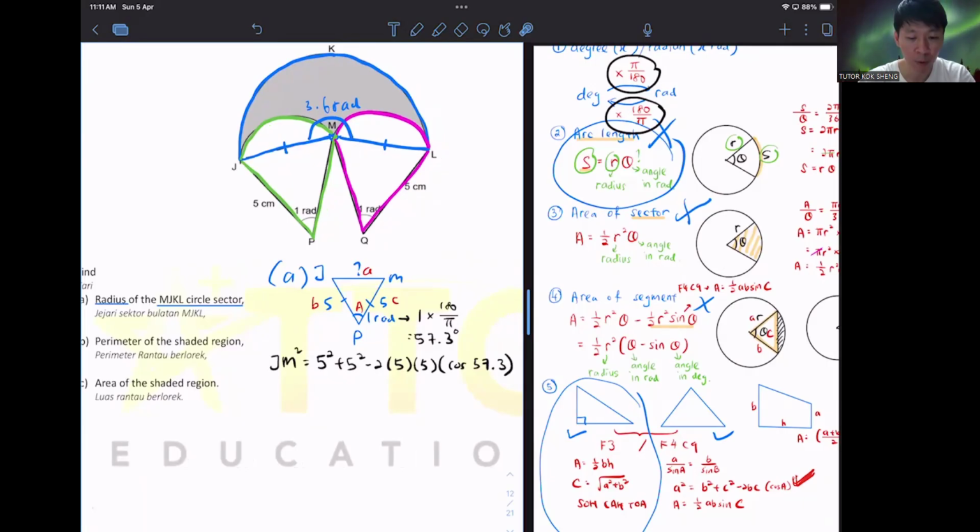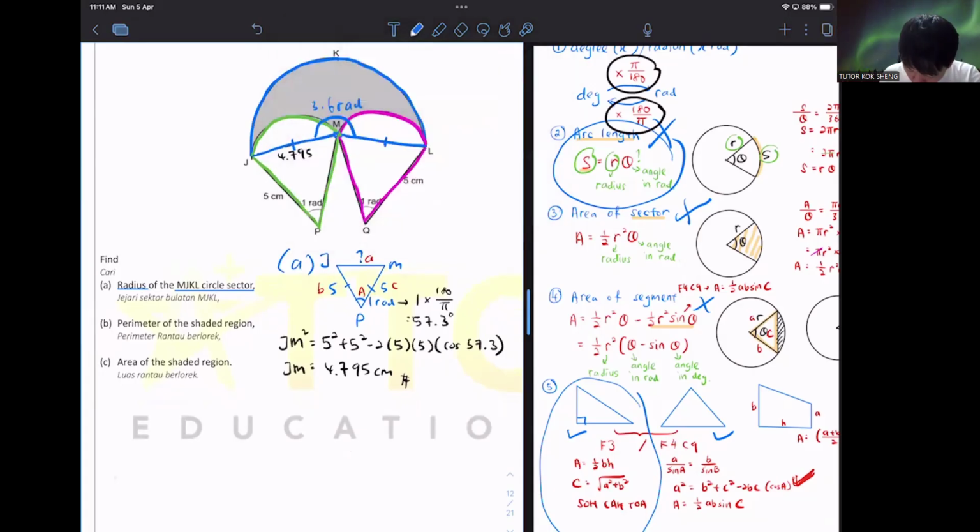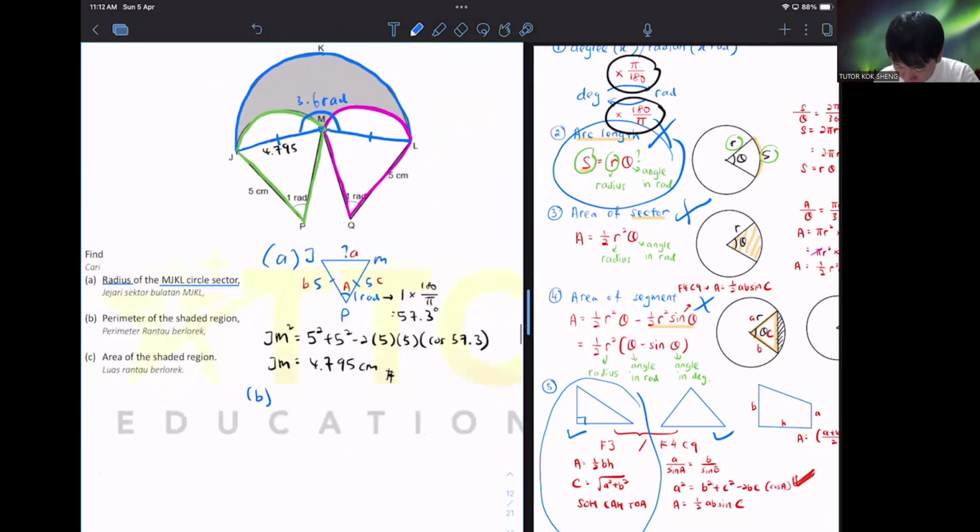4 point something, 795. 4.795 cm, the radius of the circle MJKL. Then 2 marks. Okay, I can go for B already. B is 2 marks.